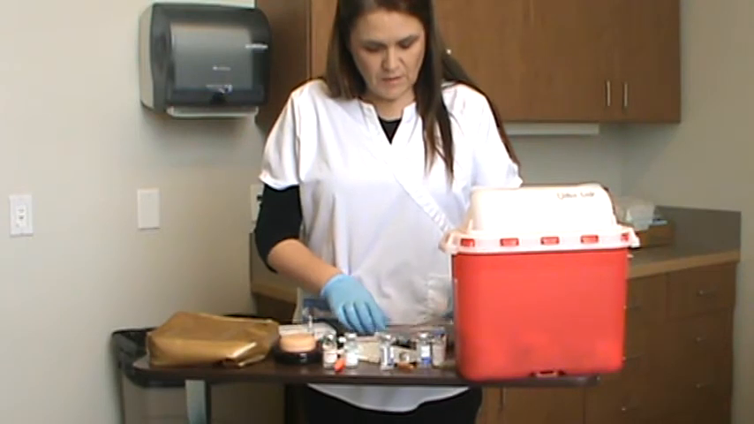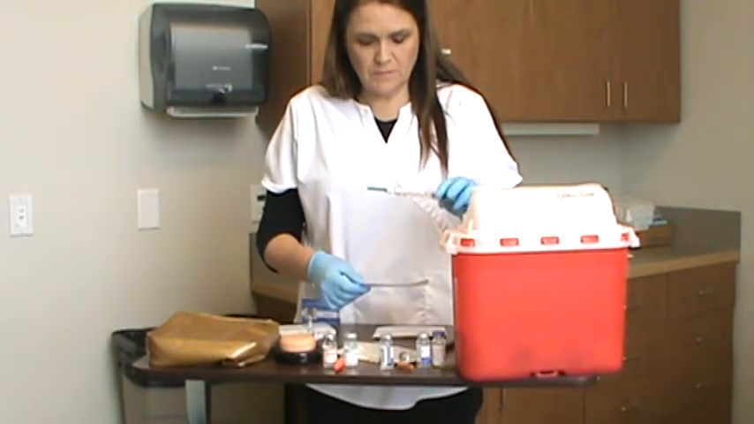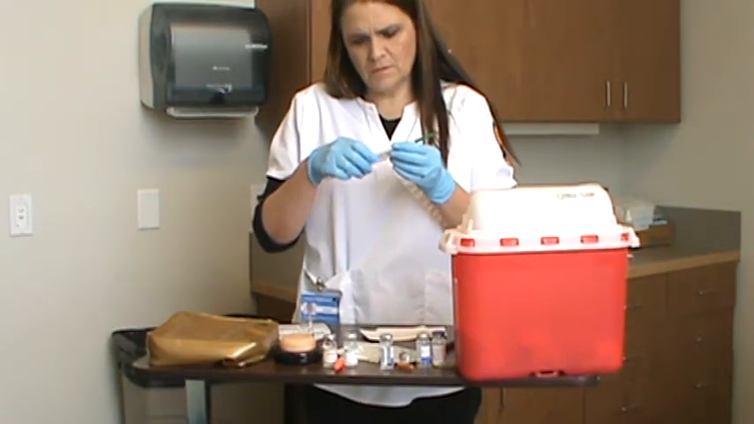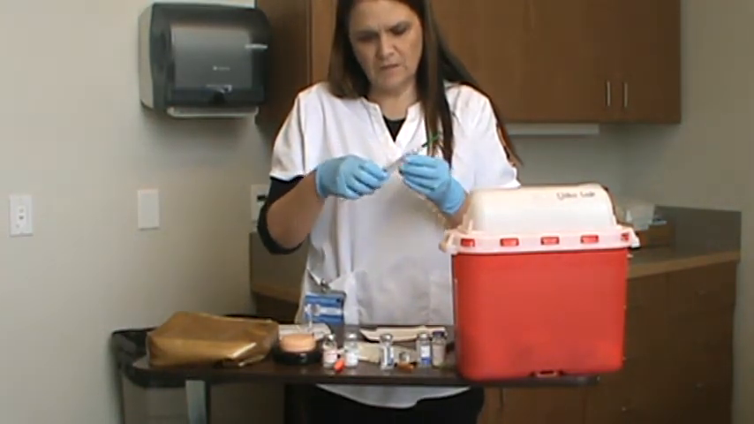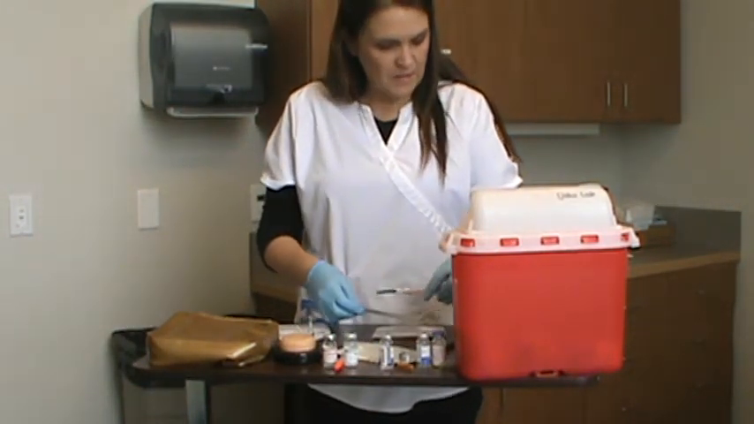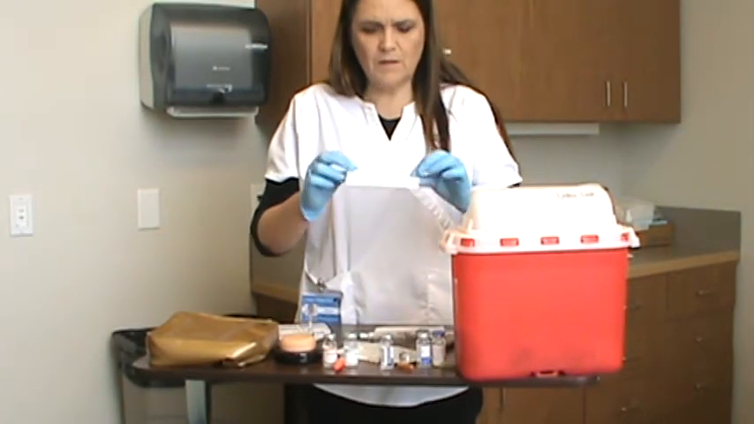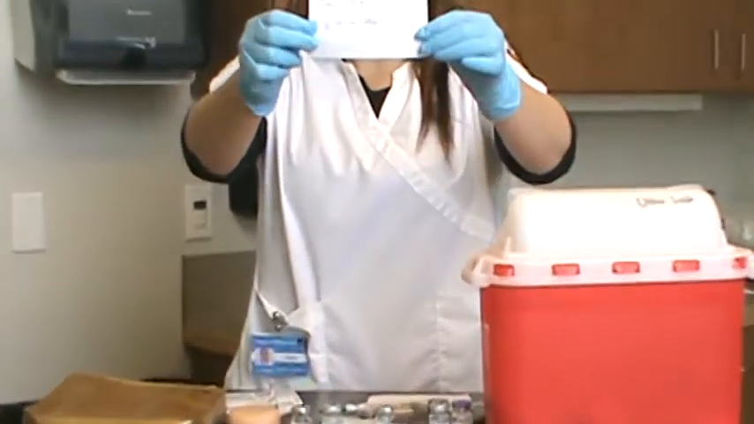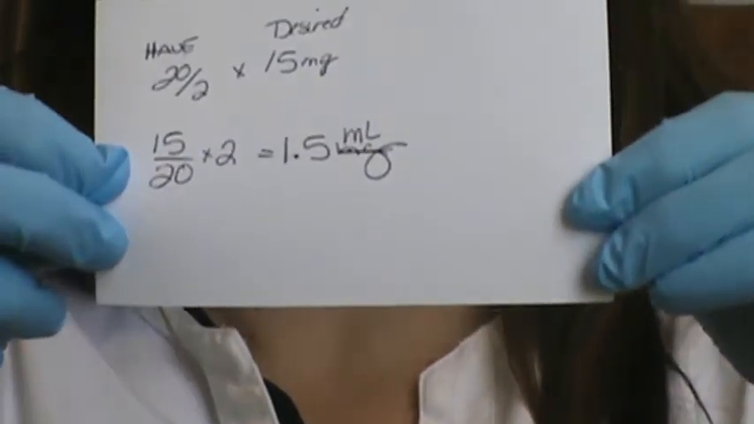Okay, the morphine is, like I said, 20 milligrams per 2 liters, and it expires 3 of 14, so we're good with this one. And because she only needs 15 milligrams, you have to do the math for that. Can you see that? Yep. So that's my math for the morphine.